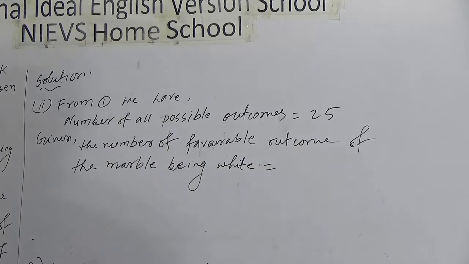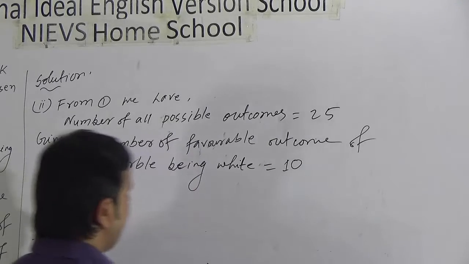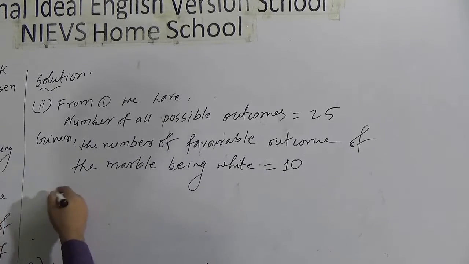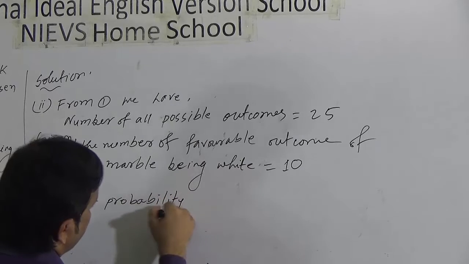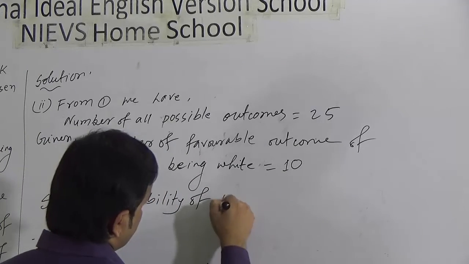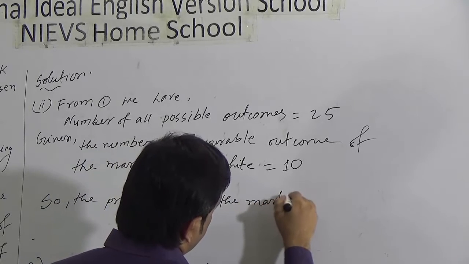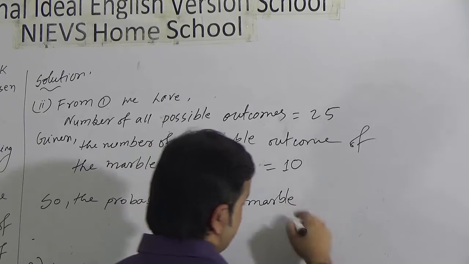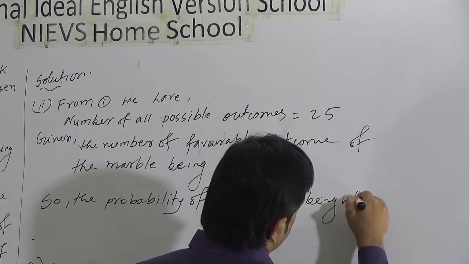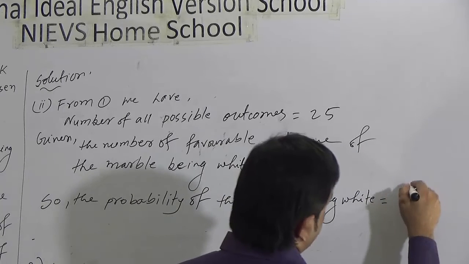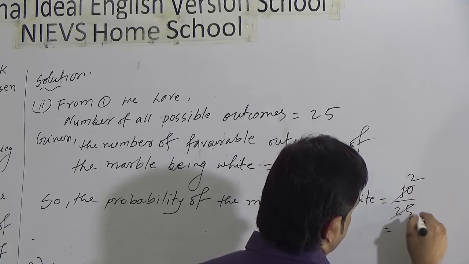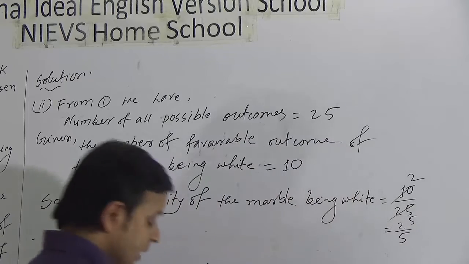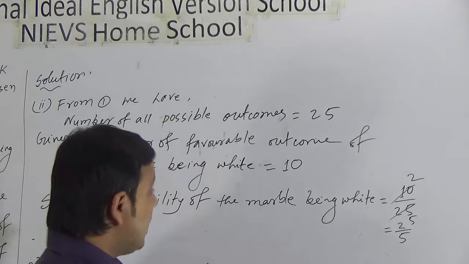Here the total number of marbles being white is 10. So favorable outcomes for the marble being white is 10. So the probability of the marble being white, that will be, here favorable outcomes is 10 and total outcomes is 25. Now we can calculate here, if we cut by 5, here will be 2, here will be 5. This means 2 by 5. Dear students, this is the probability of the marble being white.